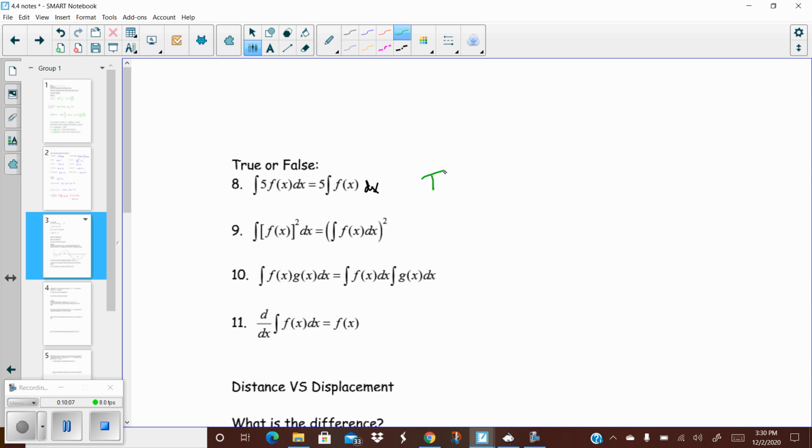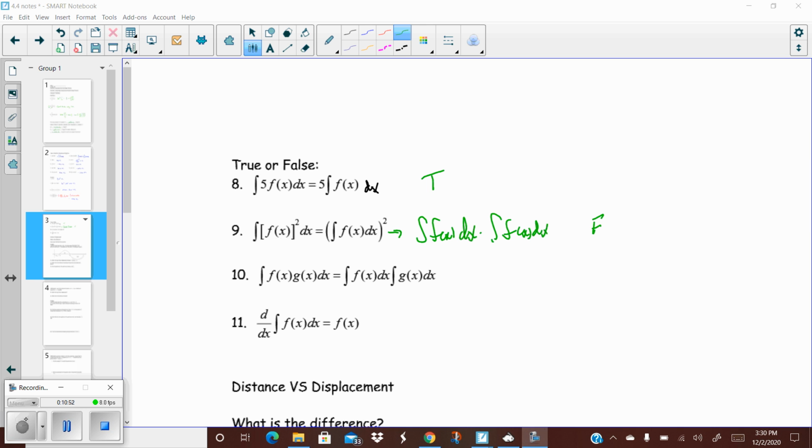The second one says, I'm going to take the integral of some function squared dx and say that that's the same thing as the integral of that function dx, the whole thing, squared. Well, these two are two completely different things. It's different to square the function and then take the integral, as opposed to taking an integral and then squaring it, because technically this second piece means the integral of f of x dx times the integral of f of x dx. And that's not the same thing as squaring the original function. So this is false.